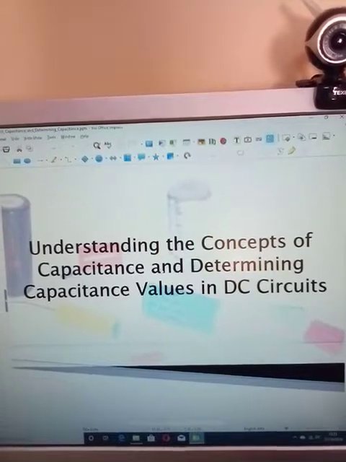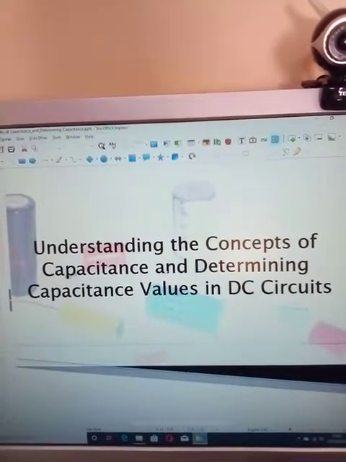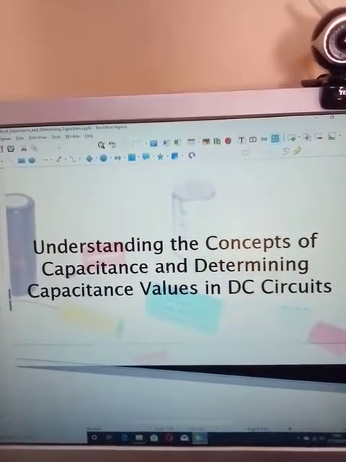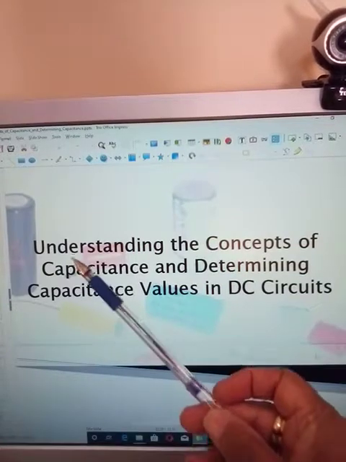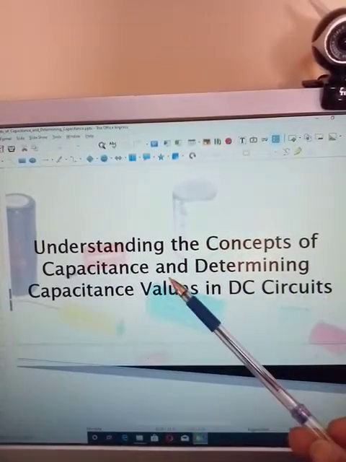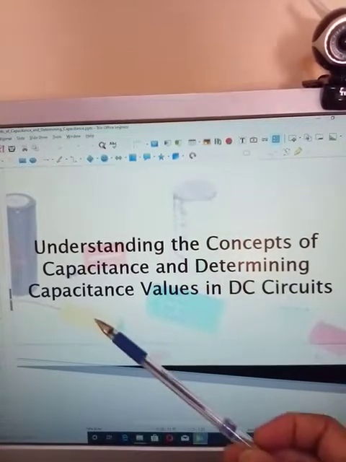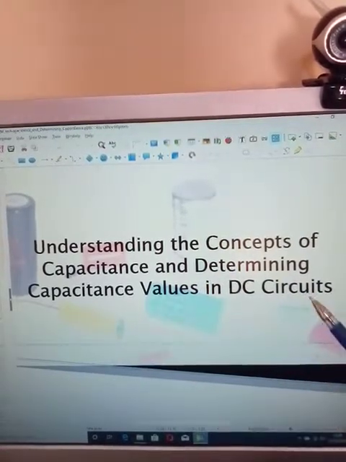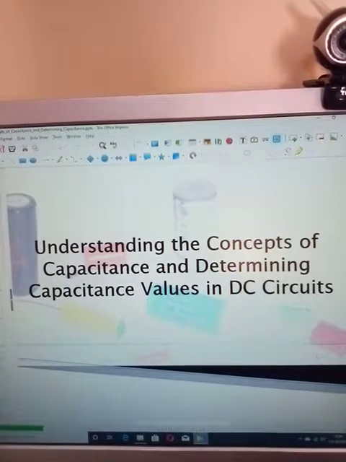Okay, welcome back. What I want to talk about today is capacitors. And what we need to look at is understanding the concepts of capacitance and determining capacitance values in DC circuits. Okay?